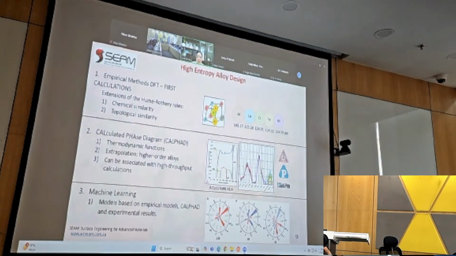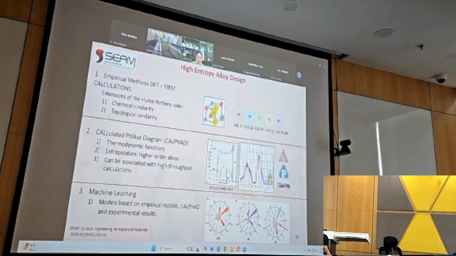When we first got into this, there wasn't that wide use of AI. There were definitely a lot of empirical methods, meaning using your first year undergraduate material science course, Hume-Rothery rules, making sure that the radii are about the same, the chemical charge is about the same, and so on and so forth. So a lot of empirical calculation, that's one way to do it.